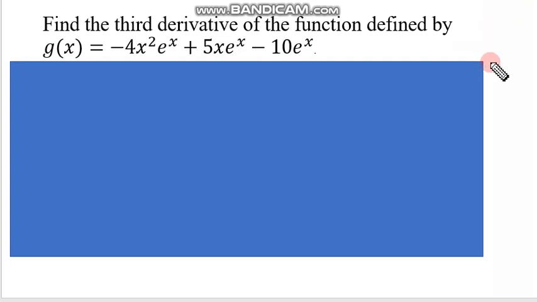We will find the third derivative of the function defined by g of x is equal to negative 4x squared e raised to the x plus 5x e raised to x minus 10 e raised to x. Now, since we know that e here stands for Euler's number with a particular value, we could say that the negative 4x squared e^x is the first part of the function, while the 5x e^x is the second part.